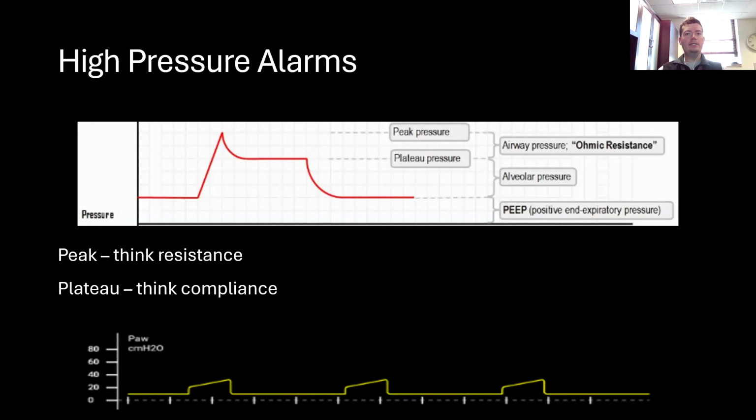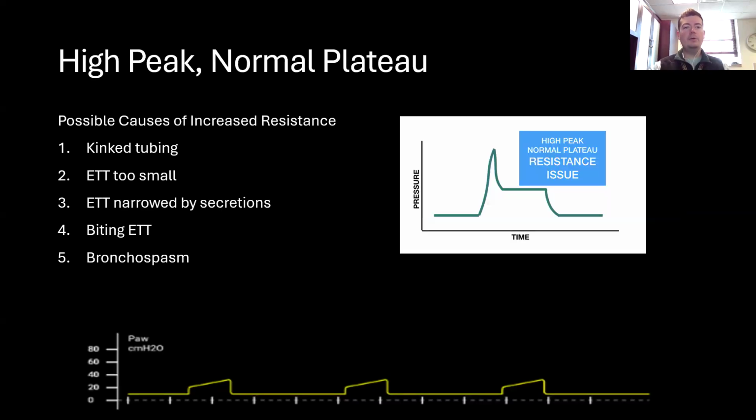You will commonly run into situations where both peak and plateau pressures are elevated, or maybe you'll have a high peak pressure and a normal plateau pressure, and this will help you distinguish some of the various causes. First, we're going to talk about the situation where you have a high peak and a normal plateau pressure.